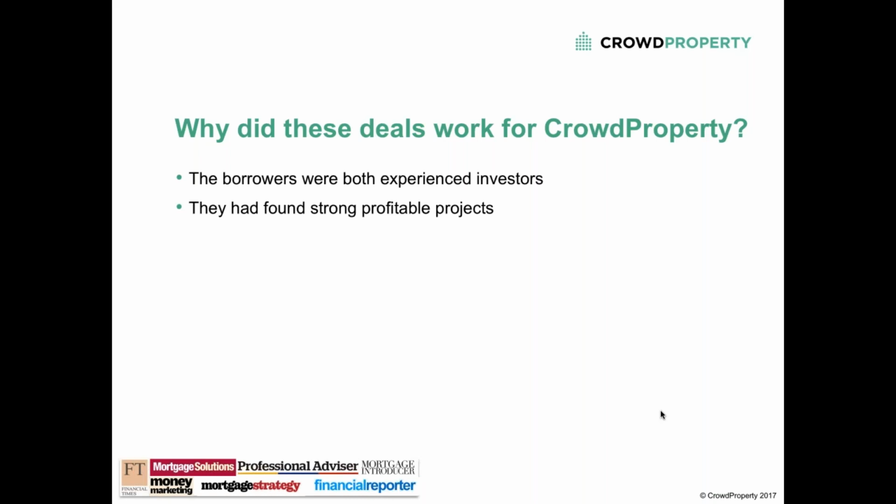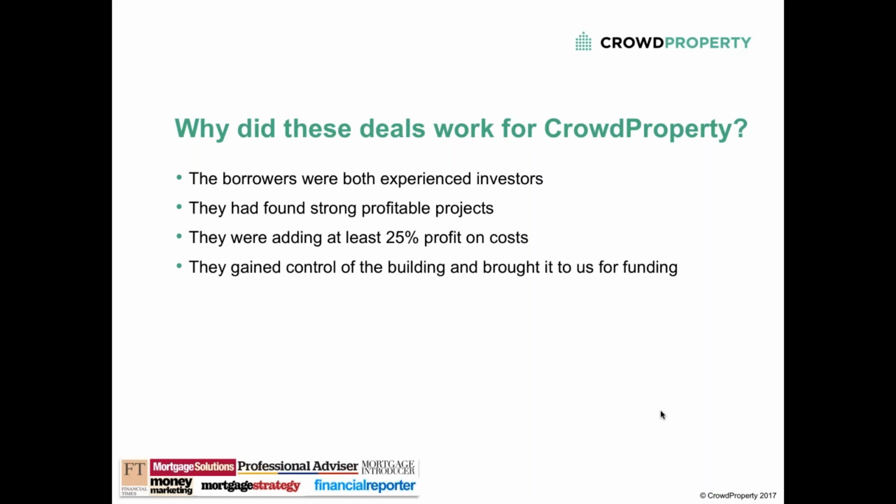You know, sometimes people approach us with projects and there's just not really enough profit in it because we're looking for at least 25% profit on costs. So if you're going to buy something and do it up and it's going to cost you $400,000, we'd want the value to be at least $500,000. So 400 plus another 25%, which is 100, would be 500. So there's got to be 25% profit on cost to make it work for us.